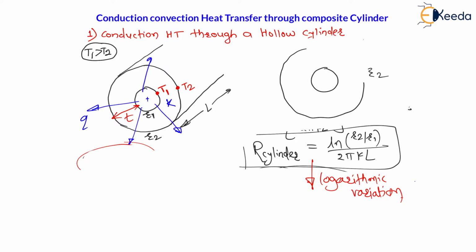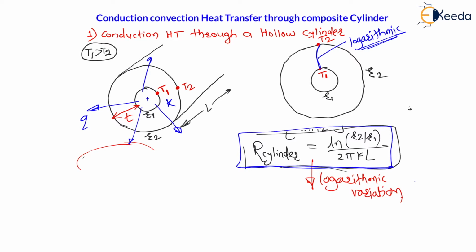Let us draw properly. Here this is the outside radius R2 and inside radius R1. At the inside radius the temperature is T1 and at the outside radius the temperature is T2. Between these surfaces, the temperature variation will be logarithmic. Therefore the curve is logarithmic, because the conduction resistance for the cylinder has a logarithmic variation.